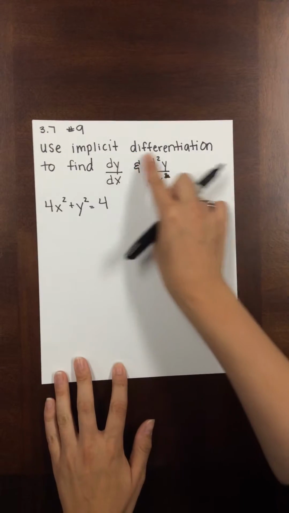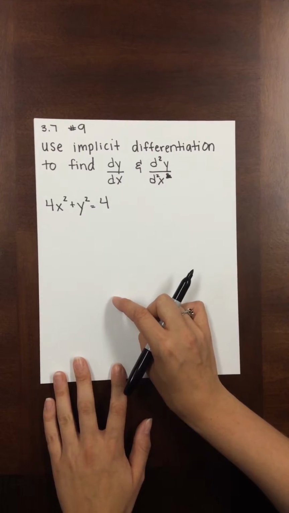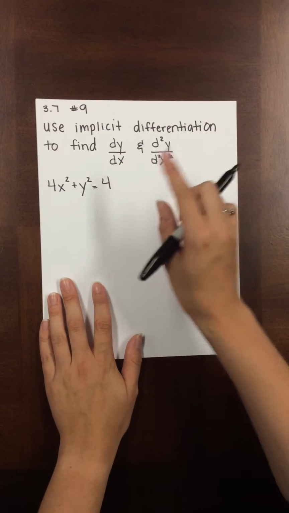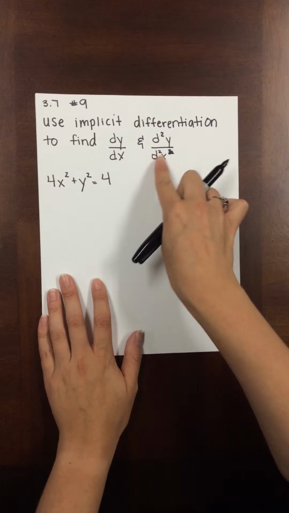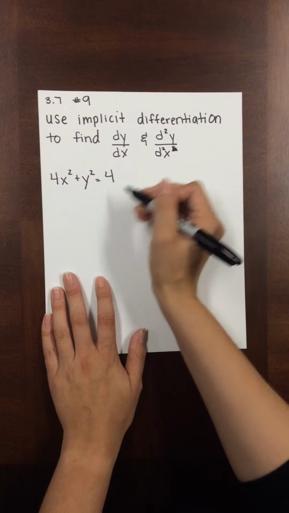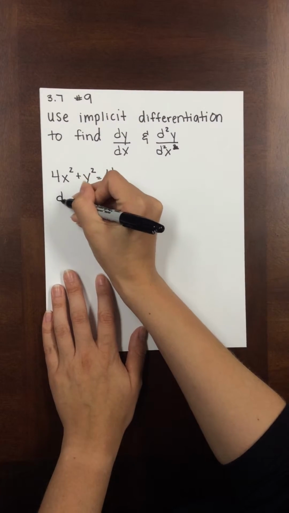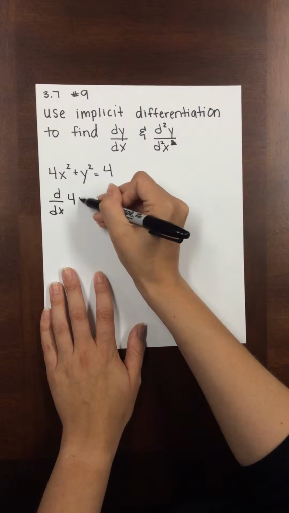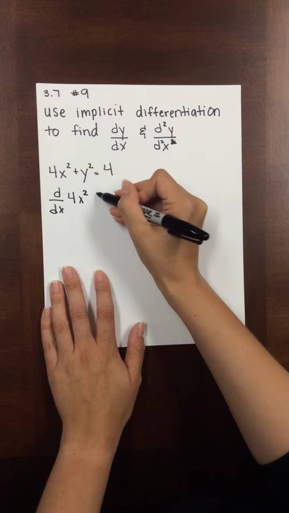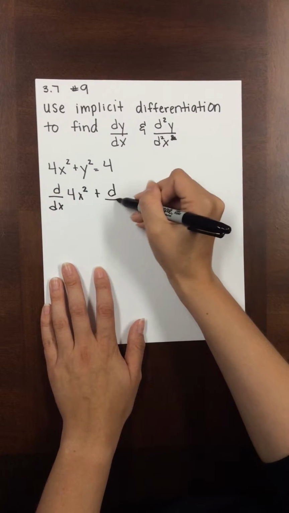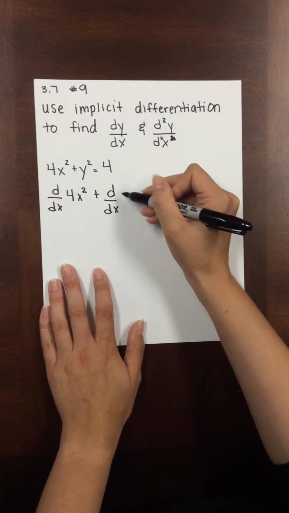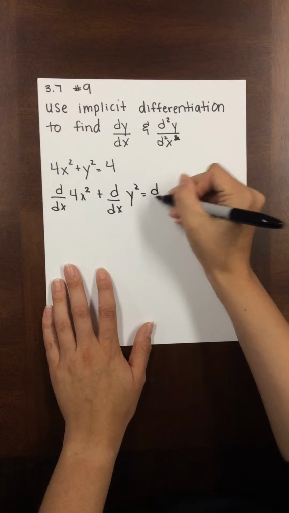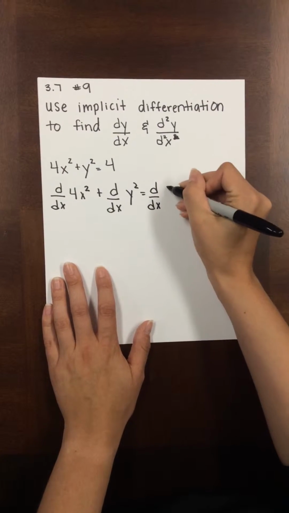So this is using implicit differentiation, and how we do that is we write it out as follows. Just like the normal derivative, except instead of just doing it, I'm going to write out these terms. So I'm going to find the derivative d over dx of 4x squared plus the derivative d over dx of y squared equal to the derivative d over dx of 4.